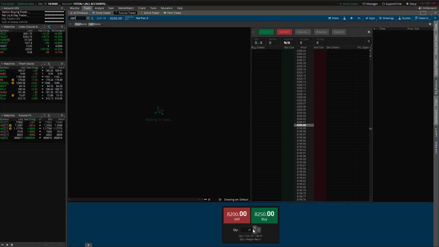So from what I can see here, they really haven't put up the contract specs at all. We have the buy and sell. The bid is 8250, and the offer is 8200. So there's practically a $50, or 50 handle, spread on Bitcoin futures at the moment.